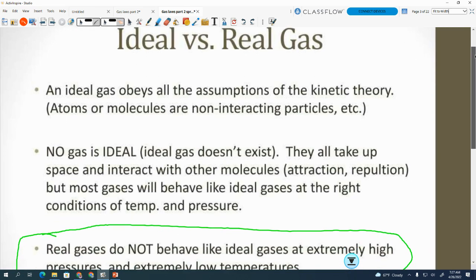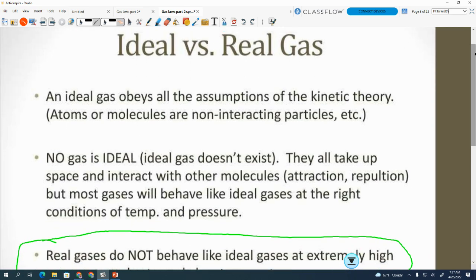An ideal gas obeys all the assumptions of kinetic theory. You remember the 6 assumptions that we went through yesterday. Things like they're all made of tiny molecules, that they're in constant random motion, they can expand to fill their container.